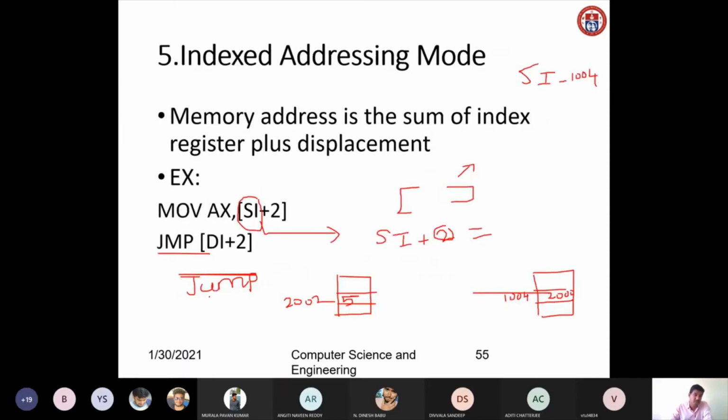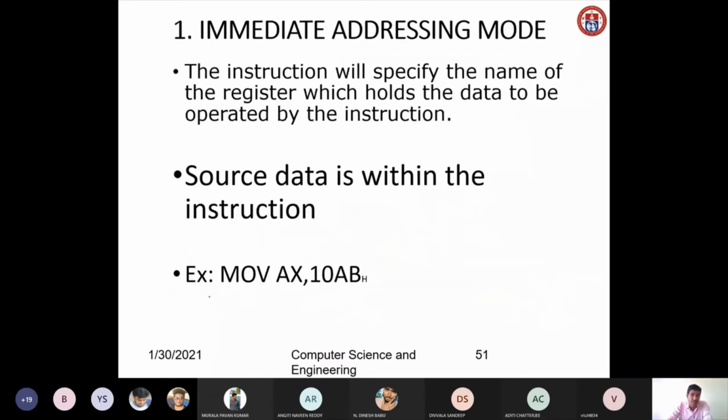Now the next one. So far we have discussed 5 addressing modes. The first one is immediate. Immediate means one of your operands will be a constant value. As I told, to write an 8086 instruction you should first write the opcode. The opcode here is MOV. Then AX, which is an accumulator register. So MOV AX comma 10AB, where 10AB is a constant value. The meaning here is that 10AB will be moved into AX.